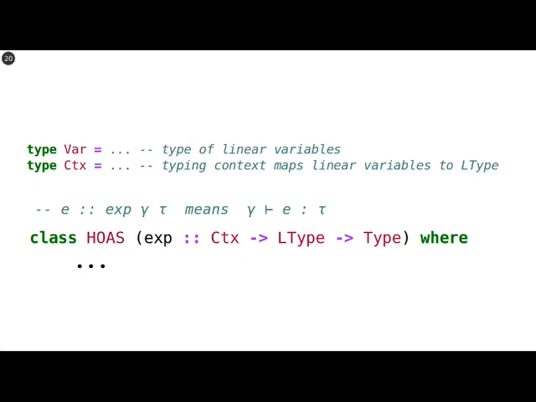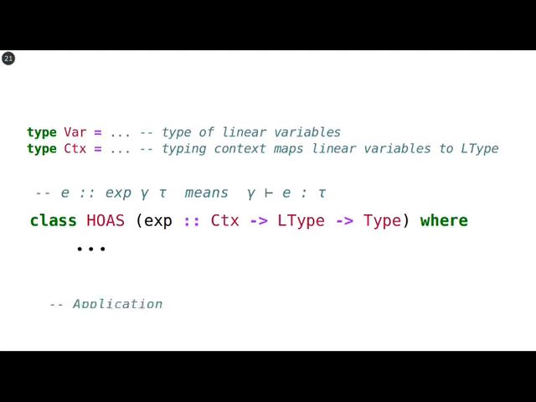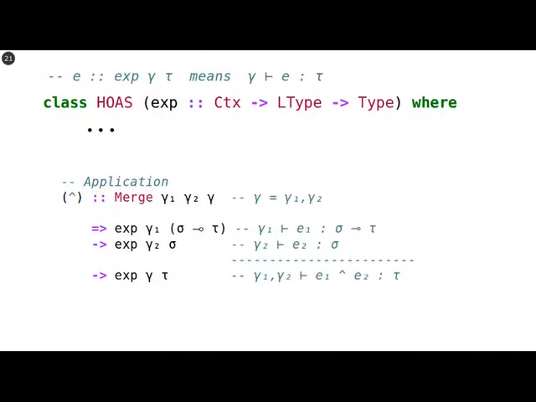Okay. So we'll define some type of linear variables and some type of linear typing contexts, and so on. And the elements of this class are going to be ways of constructing our linear programs. So, for example, to do application, it's basically the standard application rule, except that we have to check that the variables used in E1 and E2, in the function and the argument, are disjoint from each other. And so we check that disjointness condition by means of the type class merge, and that exactly encodes this relation on typing contexts that we want.